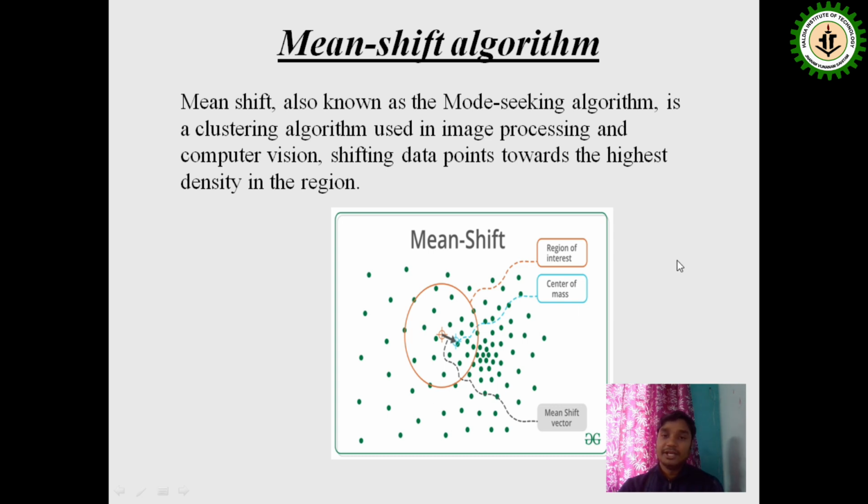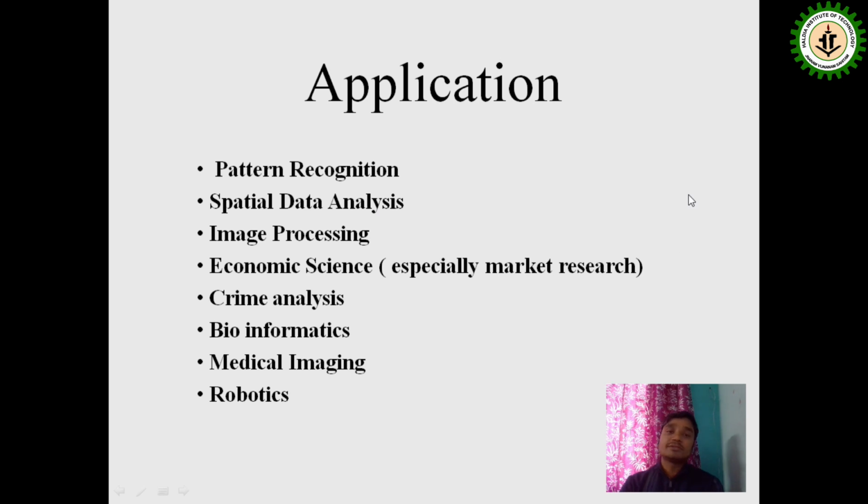Here I will discuss the applications of clustering analysis. Clustering has various important applications. One is pattern recognition, second is spatial analysis, third is image processing, fourth is economic science, fifth is crime analysis, sixth is bioinformatics, seventh is medical imaging, and last is robotics. There are various subsections in it. Now I will discuss them one by one.